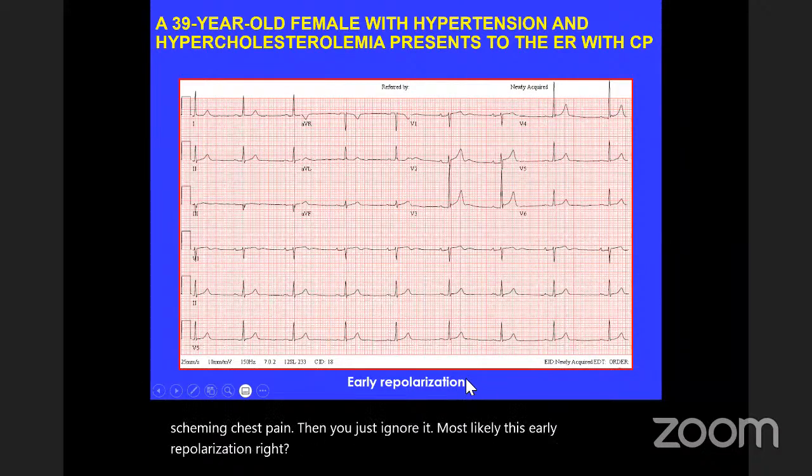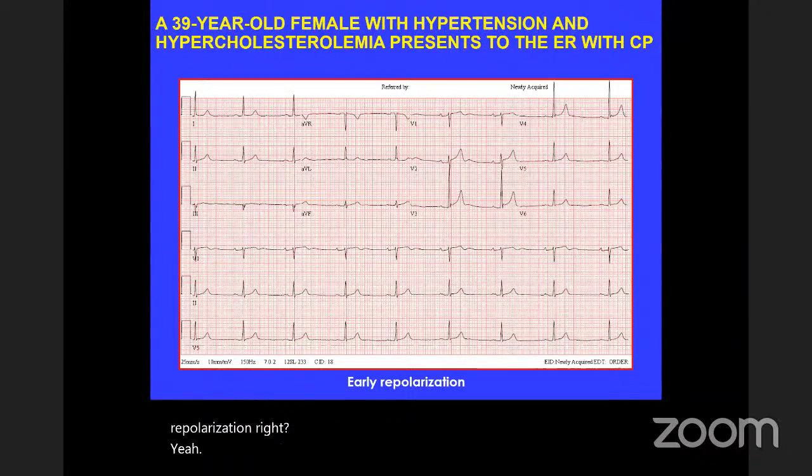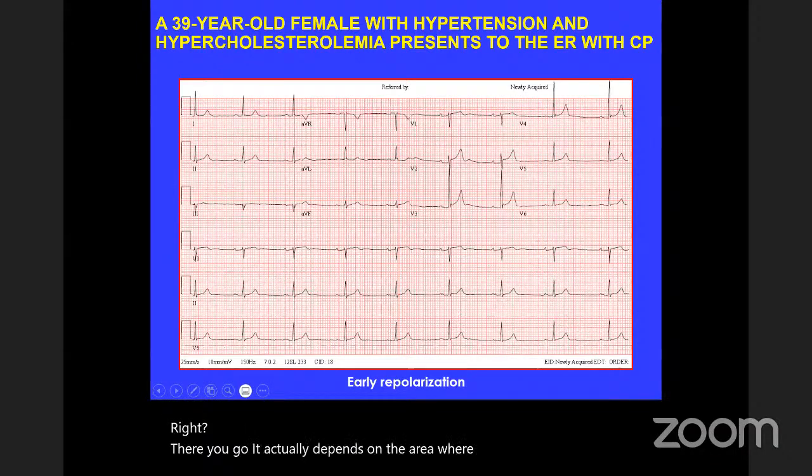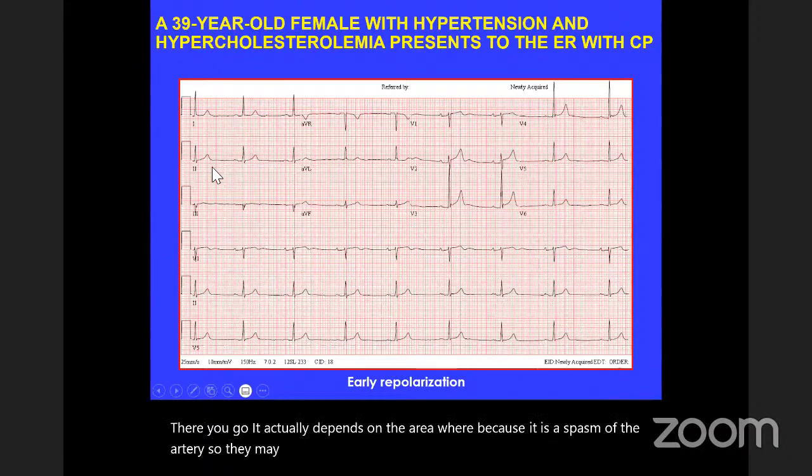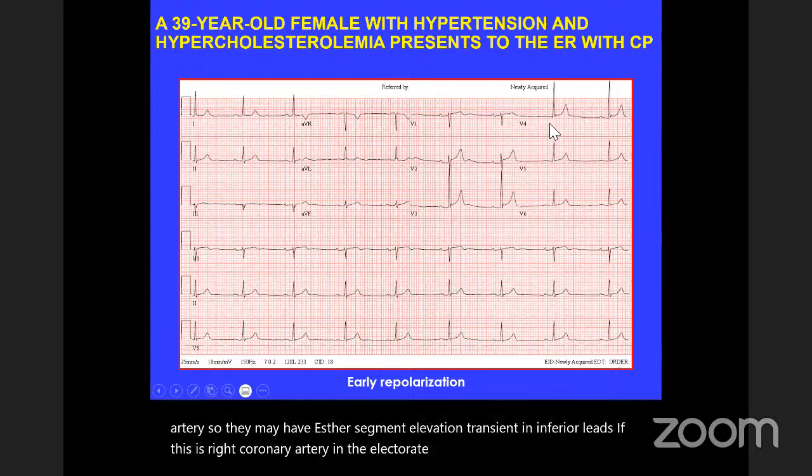What about Prinzmetal angina? Some patients come with ECG changes. It usually comes with diffuse or specific leads. It actually depends on the area because it is a spasm of the artery. So they may have transient ST segment elevation in the inferior leads if this is the right coronary artery, in the LAD territory if it's LAD, in the circumflex if it's circumflex, which is rare.